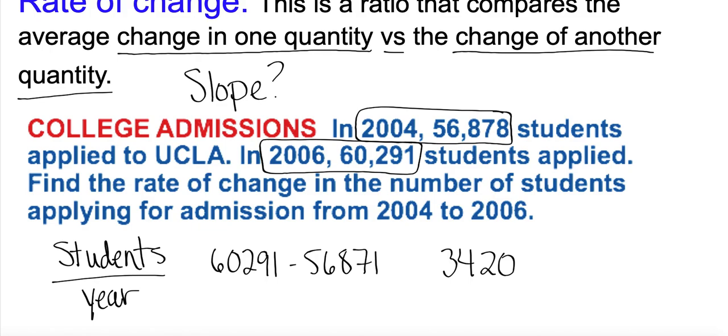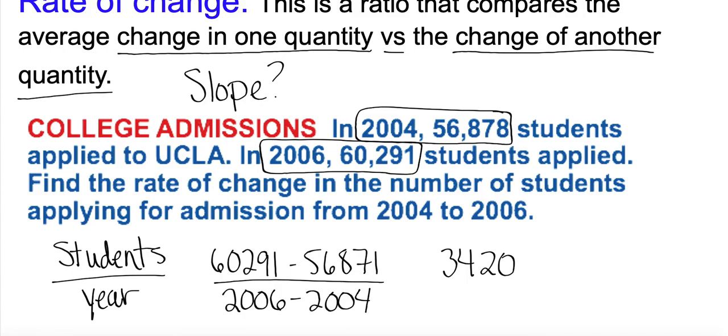All right, that takes care of the change in the students. Now at the bottom, we want to find the change in years. That one's a little more obvious. We're going from 2004 to 2006. So, to keep everything positive, 2006 minus 2004.